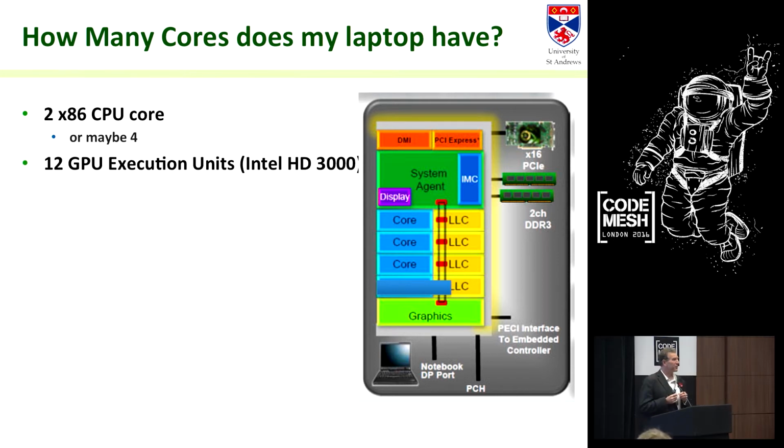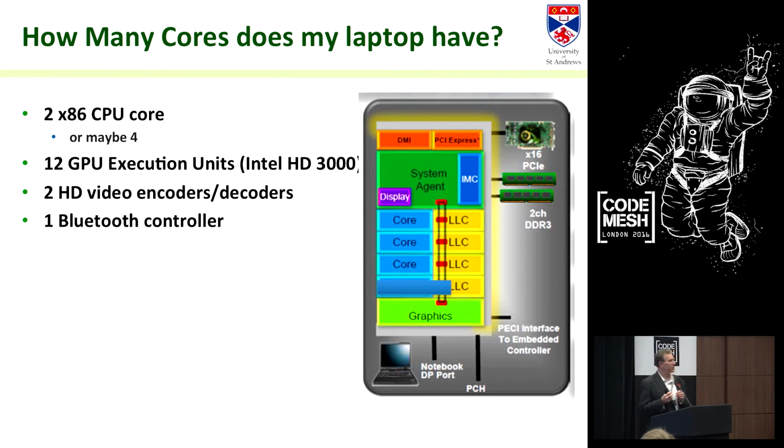Oh, I've got 12 GPU execution units. Okay, we don't normally think of those as being cores, but I'm pretty sure they're processors of some type, aren't they? So there are 12 of those. A bit restricted, but they're definitely cores. Oh, I've got 2 HD video encoders, decoders. These are cores too.